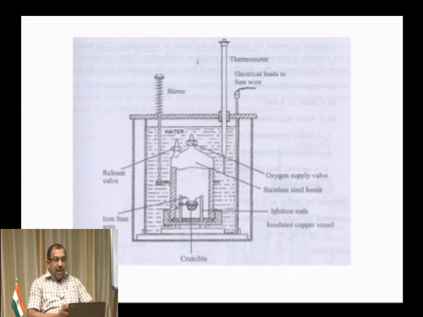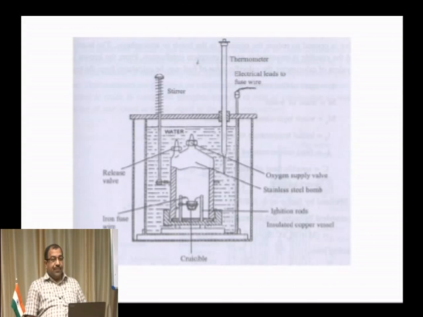Now, you see here, I will show you. The center portion is the bomb. It consists of 2 valves. One is the oxygen supply valve, another one is the release valve, and there is a crucible, and the crucible is connected to the 2 electrodes through the fuse wire. The fuel has to be placed in the crucible, and it is connected to the electrical fuse wire.